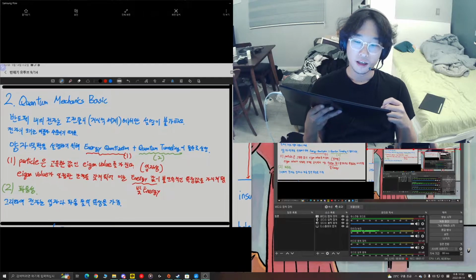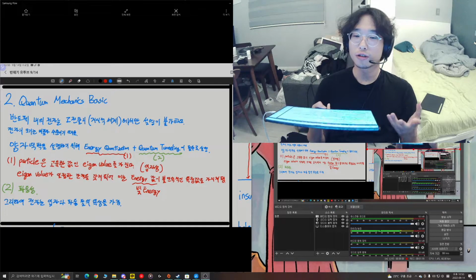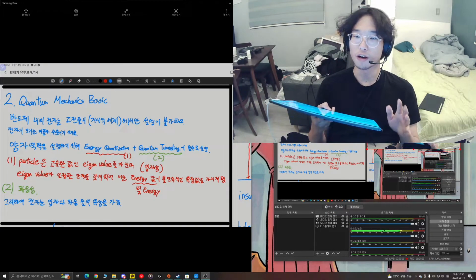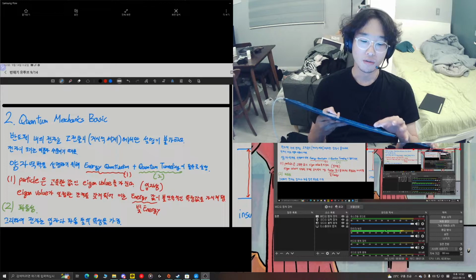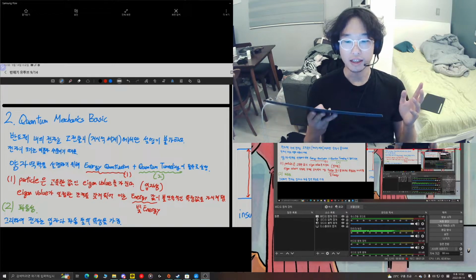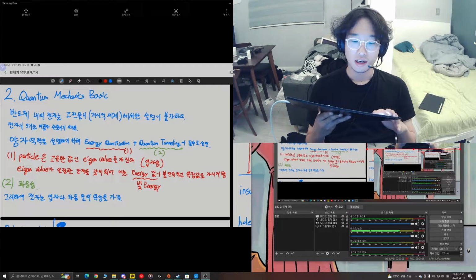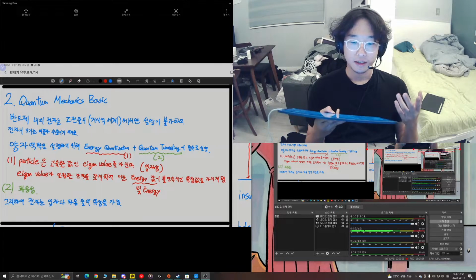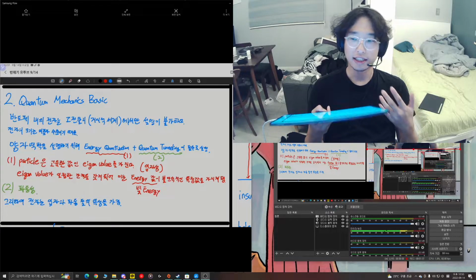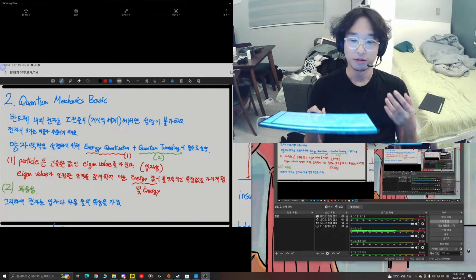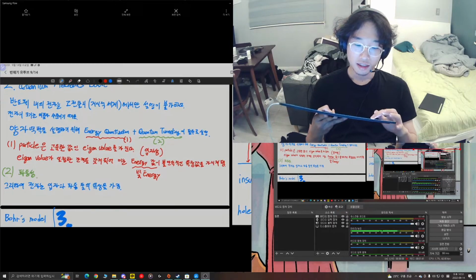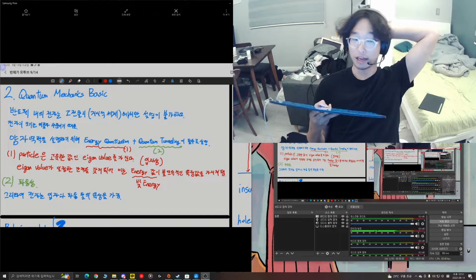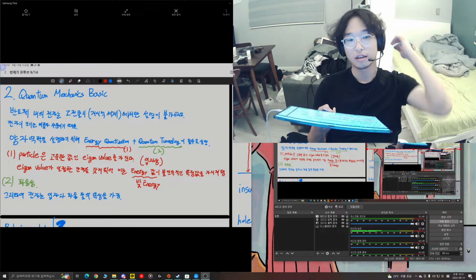So if we want to mathematically know where an electron moves, then we have to know about mechanics basics, because by Newton's law we cannot explain where an electron is going, because it's too small. So we have to use quantum mechanics basics.